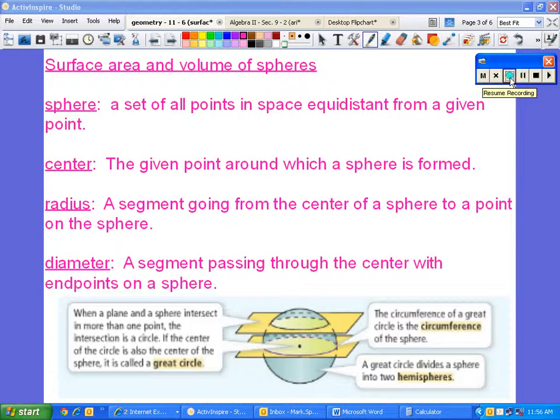Basically you take a point in space and then you draw lines all the same distance from that point. Connect all your dots and the end result is a sphere. That point is called the center. Just like in a circle, center of the circle, same thing. And radius and diameter, same as in a circle. The only thing is, of course, a sphere is three-dimensional, whereas a circle is two-dimensional.